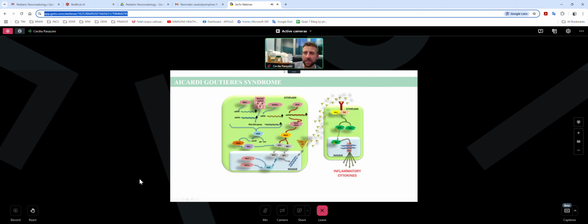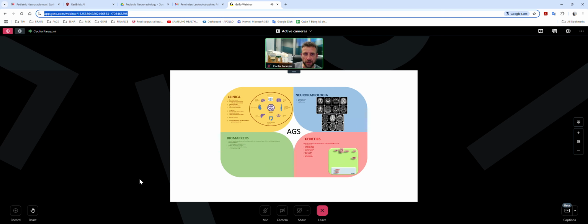This produces a cascade of events mediated by these kinases, which are called Janus kinases, that lead to a systemic inflammation that ultimately leads to the degeneration that is characteristic of this condition.